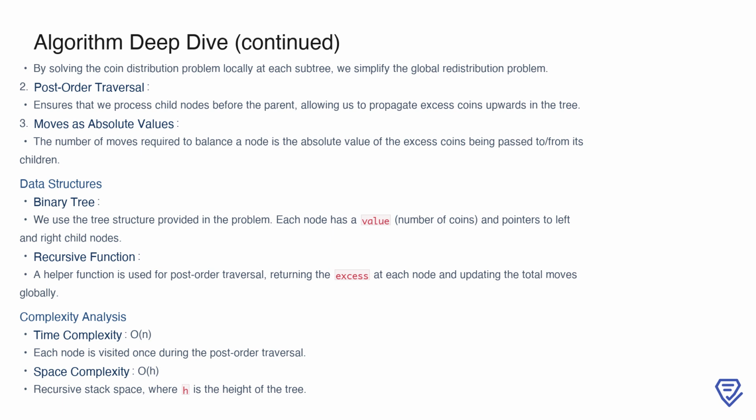Since we use post-order traversal, we ensure that all the child nodes are processed fully before addressing the parent. This way, the excess coins can be propagated upwards efficiently. Another important observation is that the number of moves required to balance a node is directly proportional to the absolute value of the excess coins being passed between the node and its children. This is why we use the absolute values of the excesses to calculate the total moves.